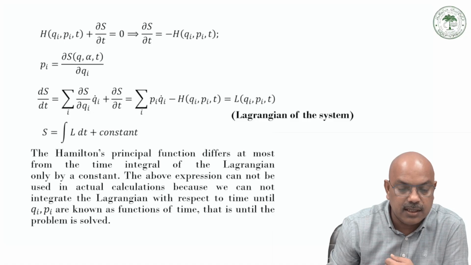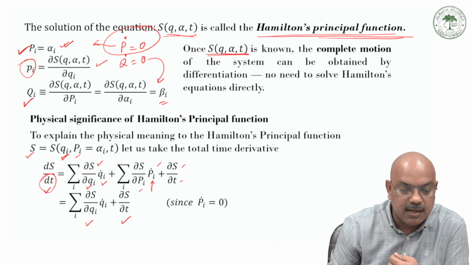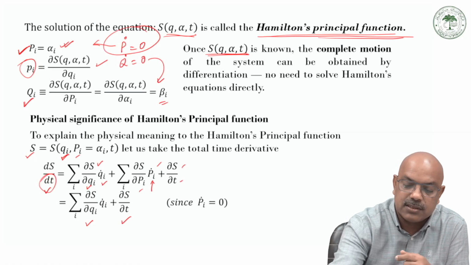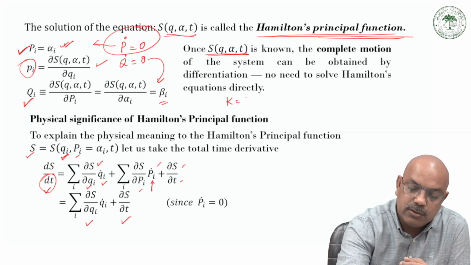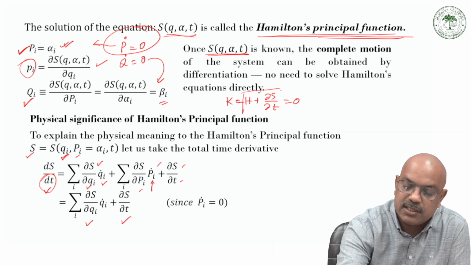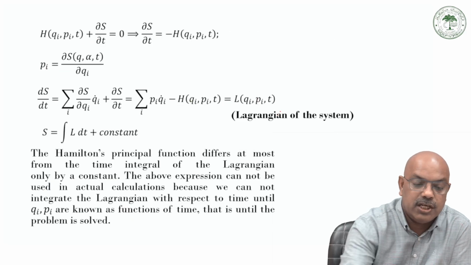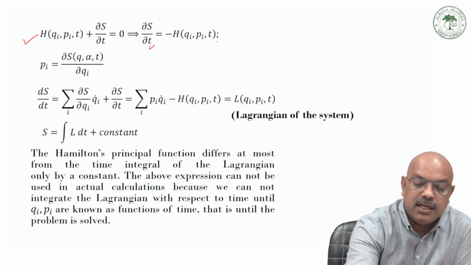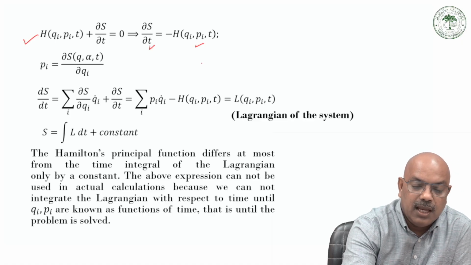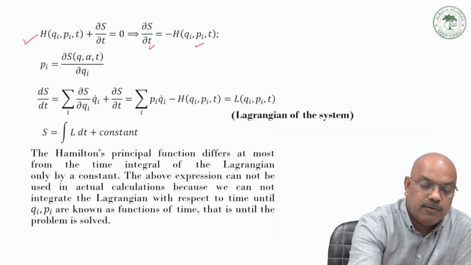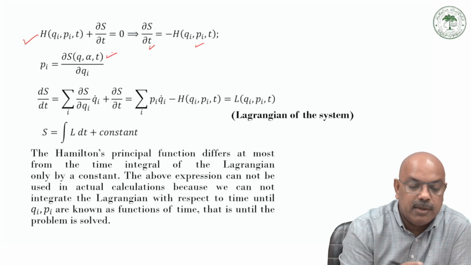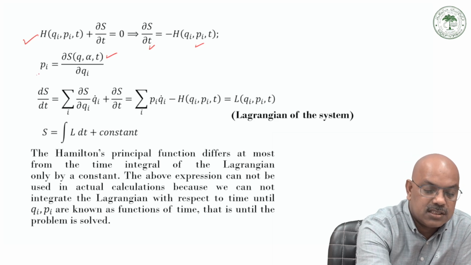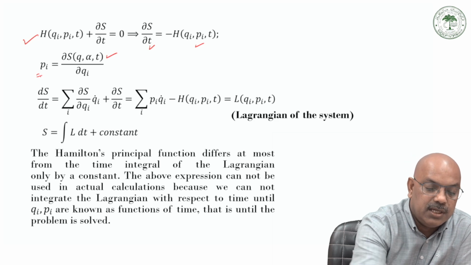Then from this theory, K equal to H plus dS by dt, but because this is 0, I have H plus dS by dt equal to 0. So H plus dS by dt equals 0, and from here dS by dt is minus of this Hamiltonian.